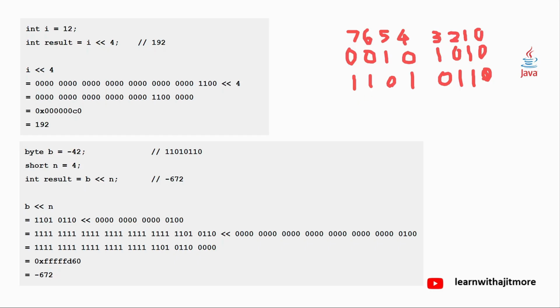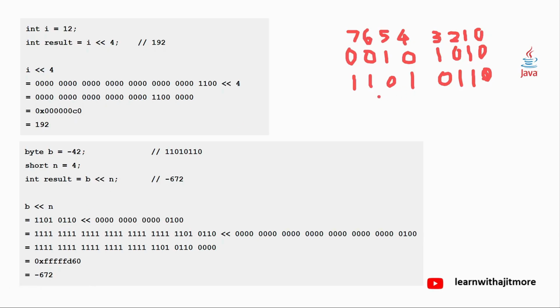From LSB till we don't get the first one, keep it as it is. After that, toggle. 0 becomes 1, 1 becomes 0. This is minus 42. And you can see here, I've shown it on the screen. Is this minus 42, 1101 0110? Is it the same? Yes. But this is in byte.